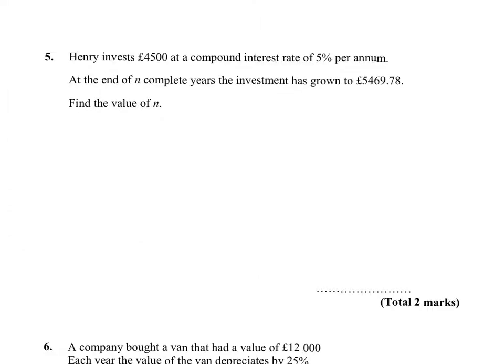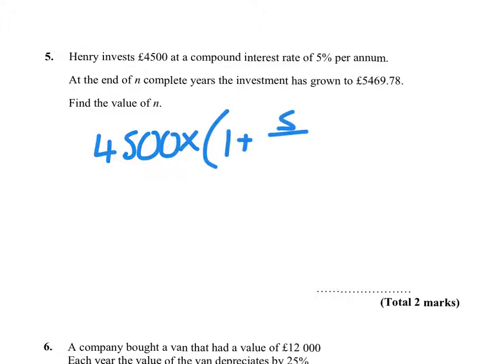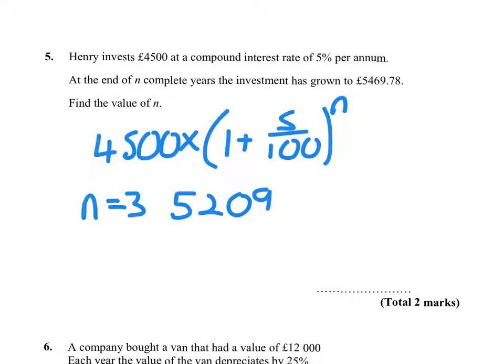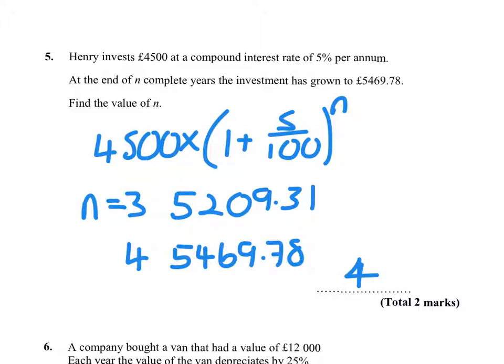I'm going to do this one using the formula. So that is 4,500 times 1 plus 5 over 100 to the power n, where n is the number of years. And what we need to do is try trial and improvement to see which one gives us the answer of 5,469. So the first thing I'm going to do is try 3 years, and substituting that in, we get £5,209.31. I'm then going to try 4, and that 4 gives me the £5,469.78, which means the answer is 4 years.